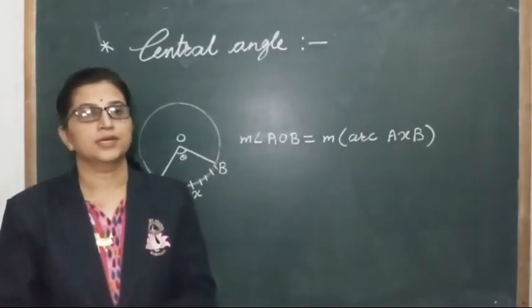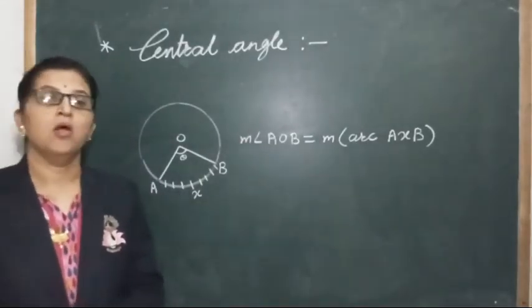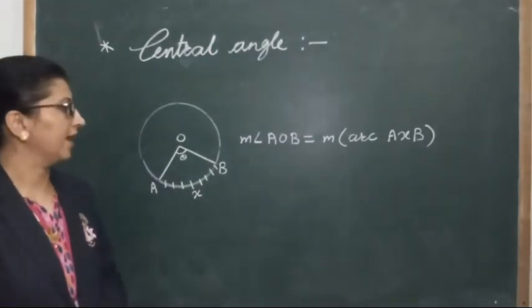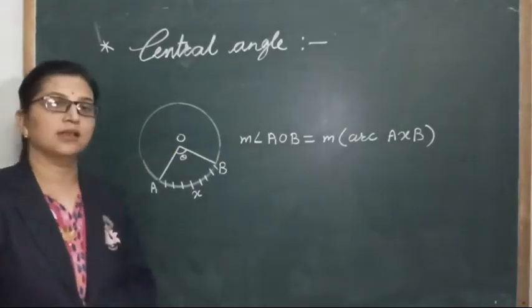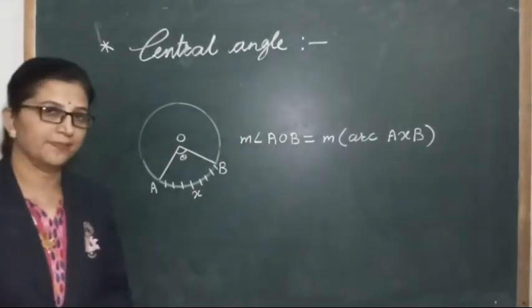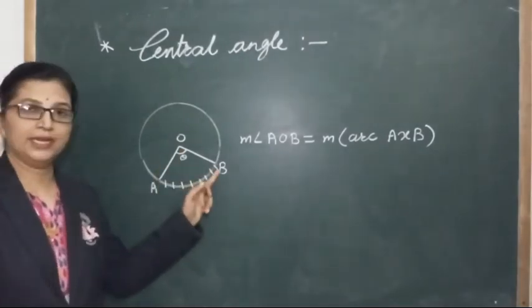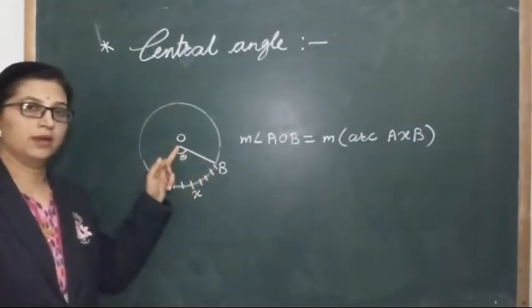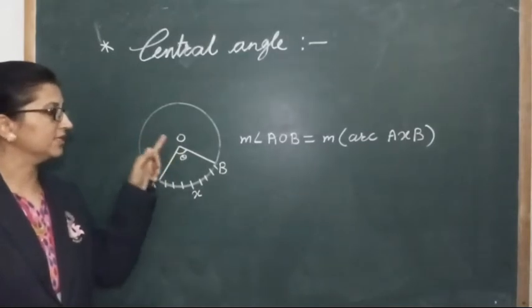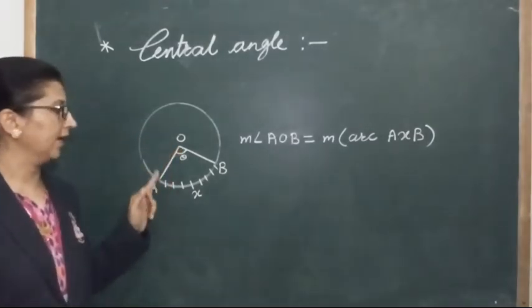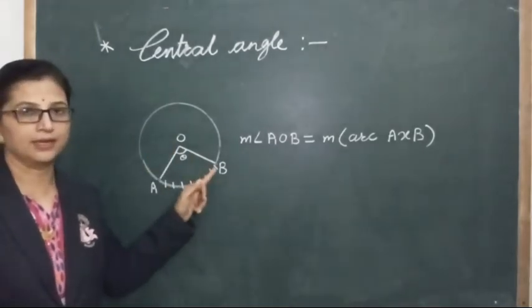Friends, now we are going to study the central angle. What is meant by central angle? When the vertex of an angle is the center of the circle, then such an angle is called the central angle. Now here, for angle AOB, its vertex is O, and the center of the circle is also point O. That's why we can call this angle AOB a central angle.